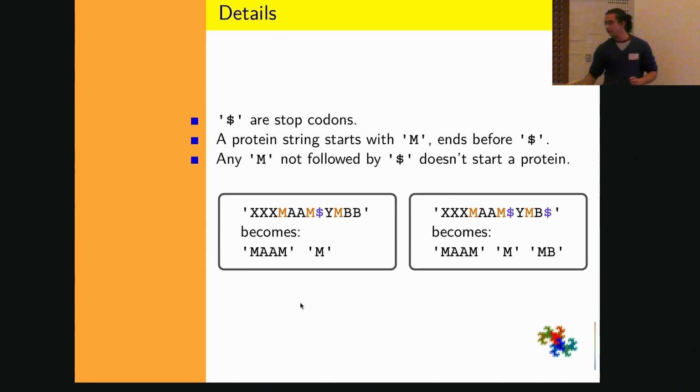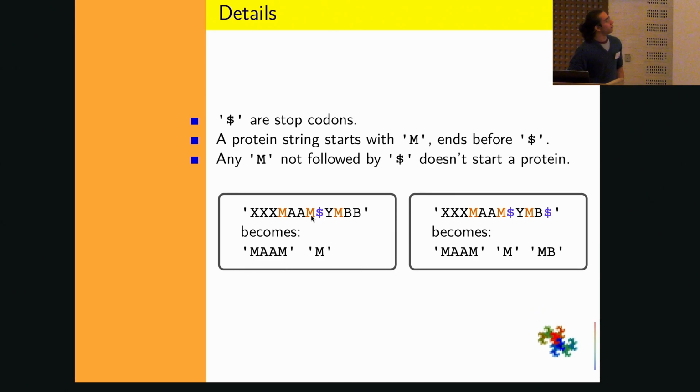And in the first example, we can see that the first $ sign will stop the sequences starting at this M and this M, but the last M does not have a $ sign to its right, so it will not start any protein sequence. Whereas in the second sequence, we have a $ sign at the end, and so we will also have this protein sequence MB.